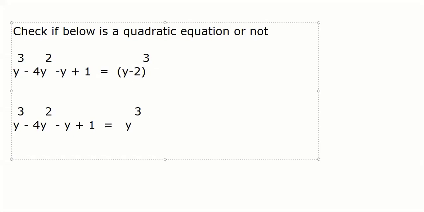What is the formula of (a - b) cube? Sir, it is a cube minus b cube minus 3ab into (a - b). Here a is y and b is 2, so 3ab becomes 6y. And (a - b) is y minus 2, right? Yes, sir. If you open this, it becomes 6y into y, 6y squared. If I open this, it becomes 6y squared and 6y times minus 2, so minus 12y, right?